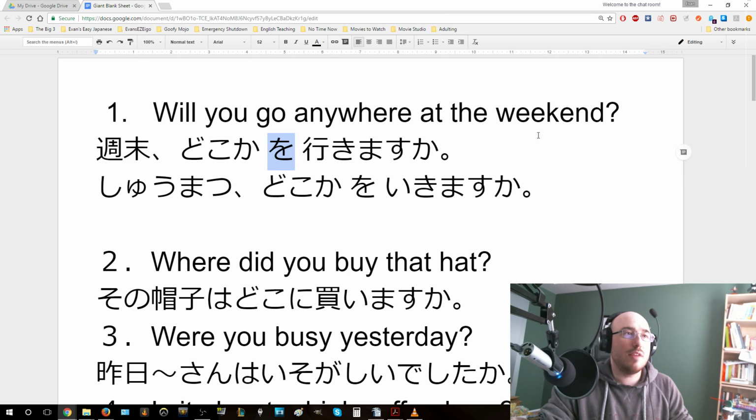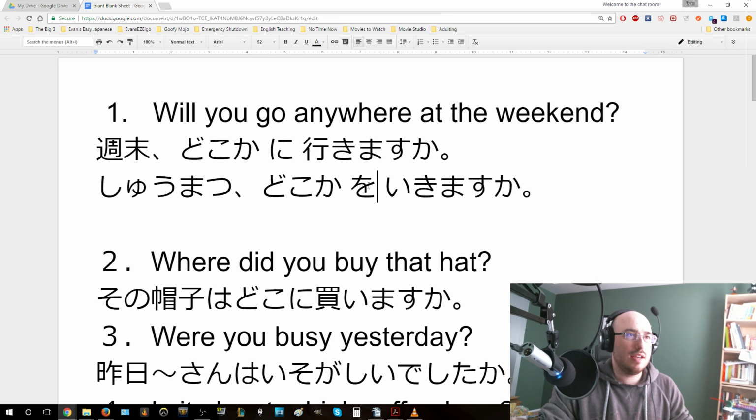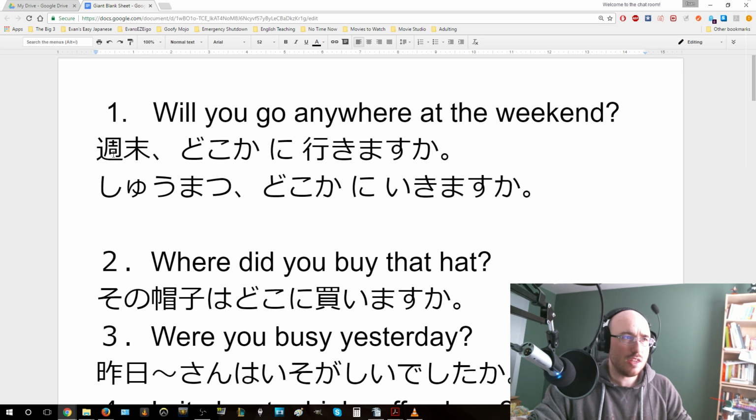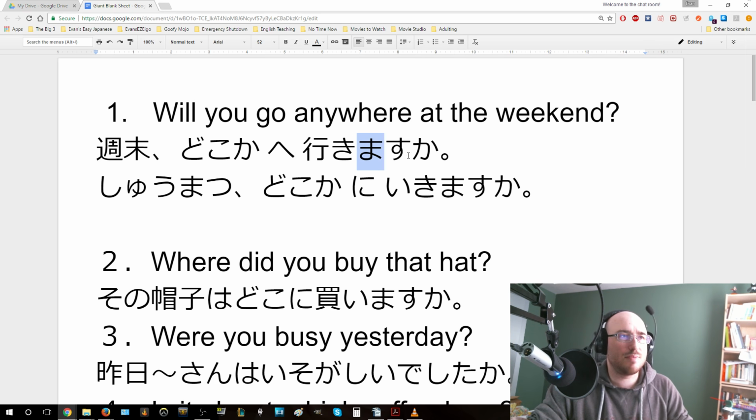So this isn't right. We want to say, are you going anywhere? This is the destination. Believe it or not, dokoka is a destination, even though it's a question. It's almost a question word, somewhere. Shumatsu, dokoka ni ikimasu ka? And if you want to, this can be Dokoka ikimasu ka? This is polite. There's your first one. Boom, right there. Shumatsu, dokoka ikimasu ka? You going somewhere this weekend?